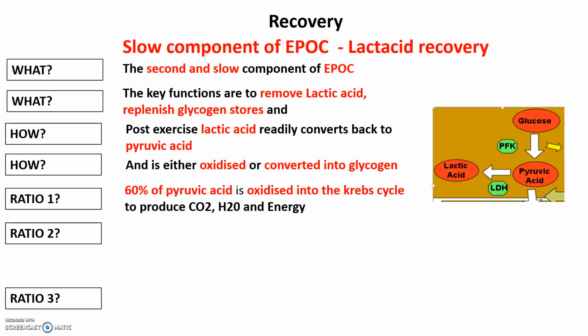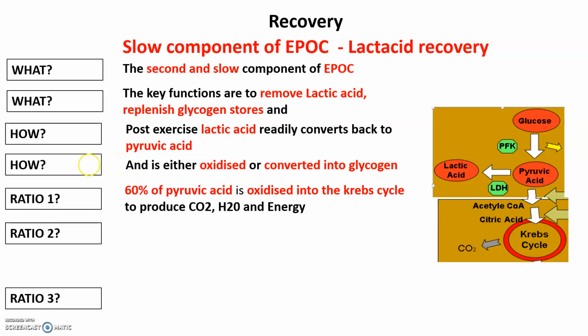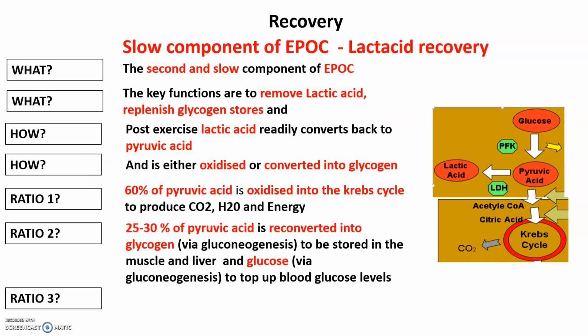The lactic acid is readily converted back to pyruvic acid, and 60% of this is oxidised into the Krebs cycle. CO2 is breathed out, H2O we sweat out, and then we get energy. Ratio 2: approximately 25 to 30% of pyruvic acid is reconverted into glycogen to be stored in the muscle and liver, and glucose to be topped up in the blood.